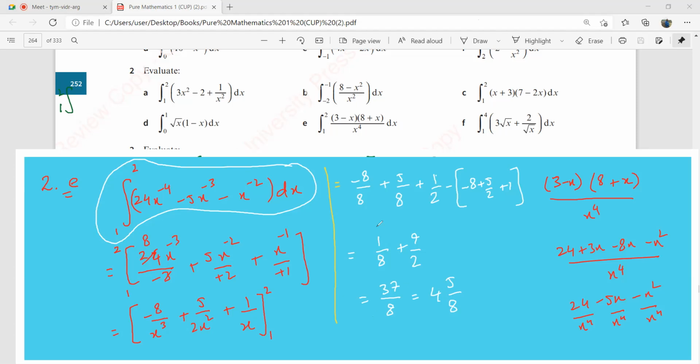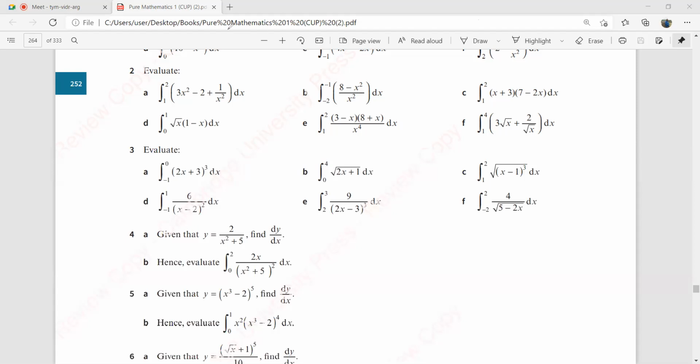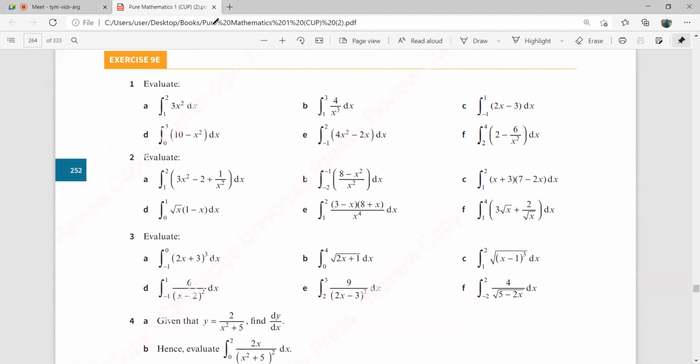Now you should try these parts. You can start from question number 1, okay? And I would suggest you do all the parts of questions 1, 2, and 3 just to be really good at this definite integration.